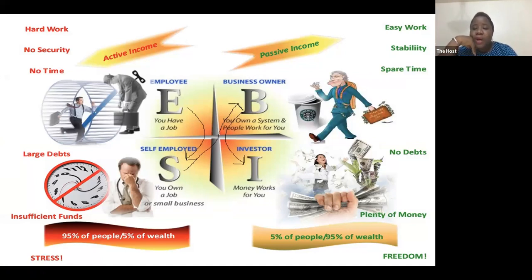Now, talking about the right side, which is the business owner and the investor. Who is the business owner? Some people have a business, they have two people that are working for them, and they say they're a business owner. You are not yet a business owner. If it is only you that goes around doing everything, you are not yet a business owner. You are still a self-employed person.